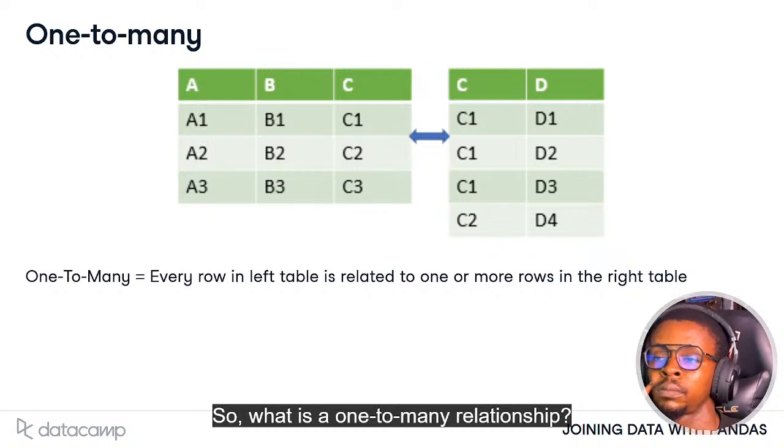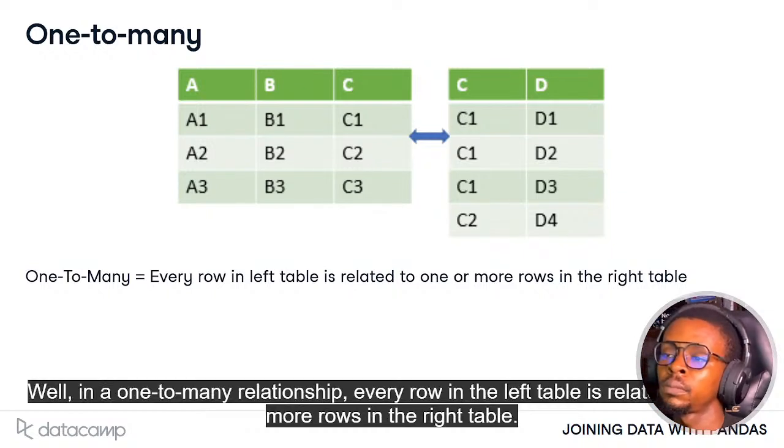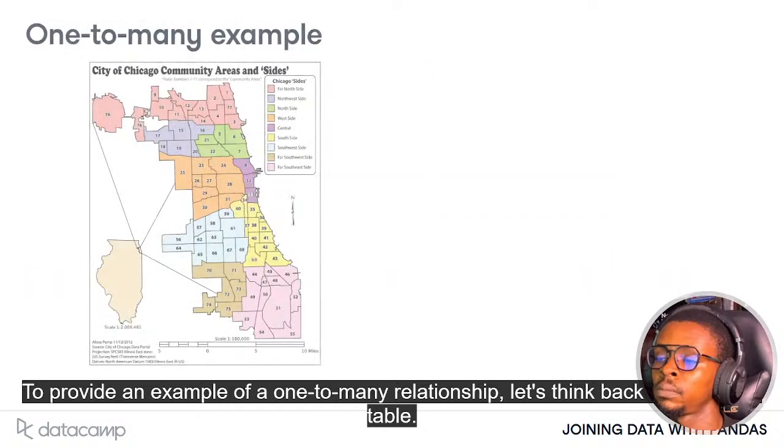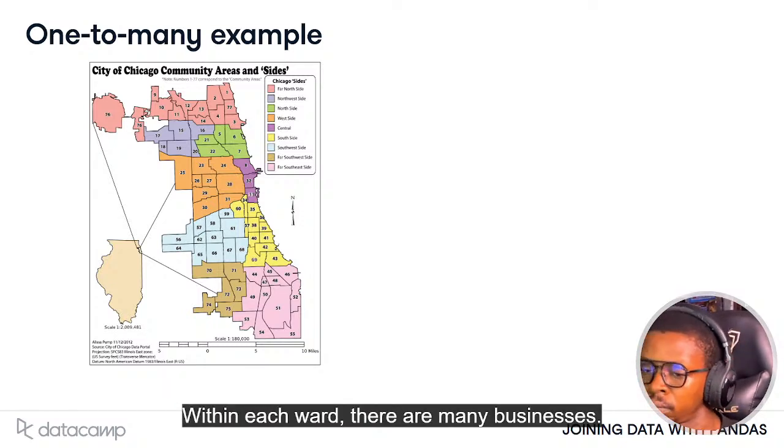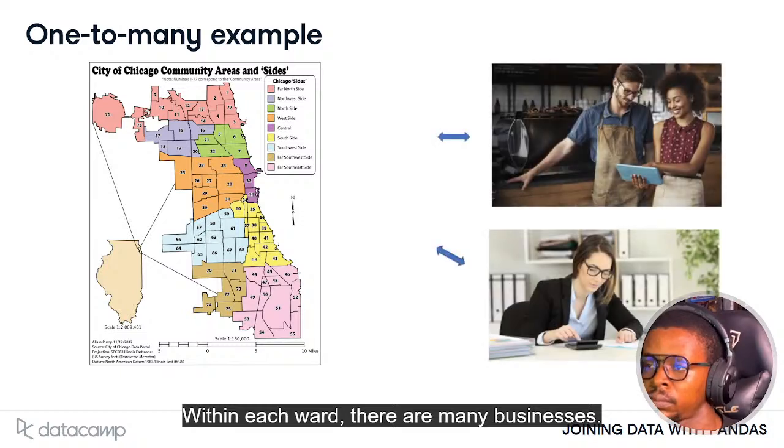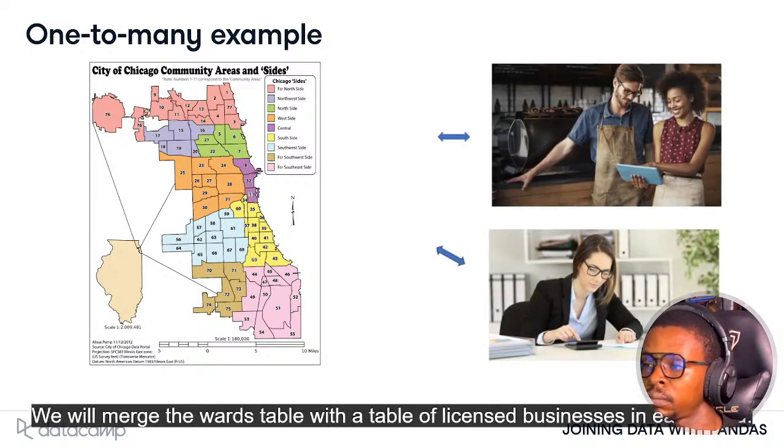So, what is a one-to-many relationship? Well, in a one-to-many relationship, every row in the left table is related to one or more rows in the right table. To provide an example of a one-to-many relationship, let's think back to our wards table. Within each ward, there are many businesses. We will merge the wards table with the table of licensed businesses in each ward.